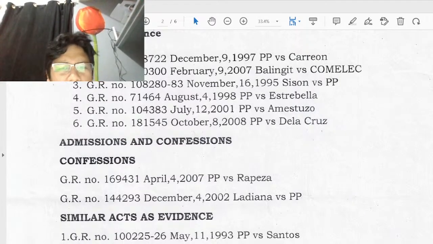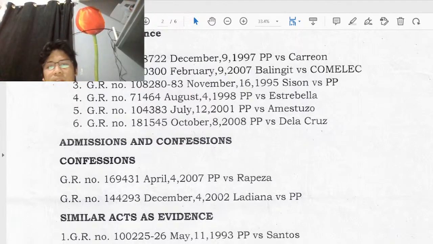The elements necessary for the prosecution: the identities of the buyer, the seller, the object, and the consideration. The object evidence is Shabu, the delivery of the things sold, and the payment thereof. What is material to the prosecution for the illegal sale of dangerous drugs is the proof that the transaction or sale actually took place, coupled with the presentation in court of evidence of the corpus delicti, the body.